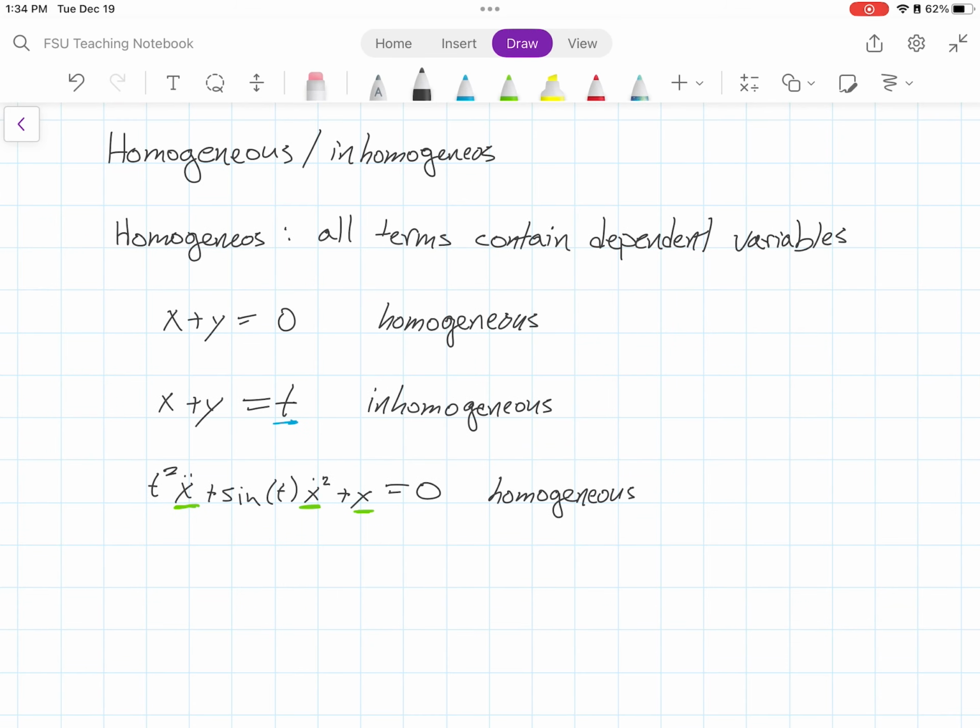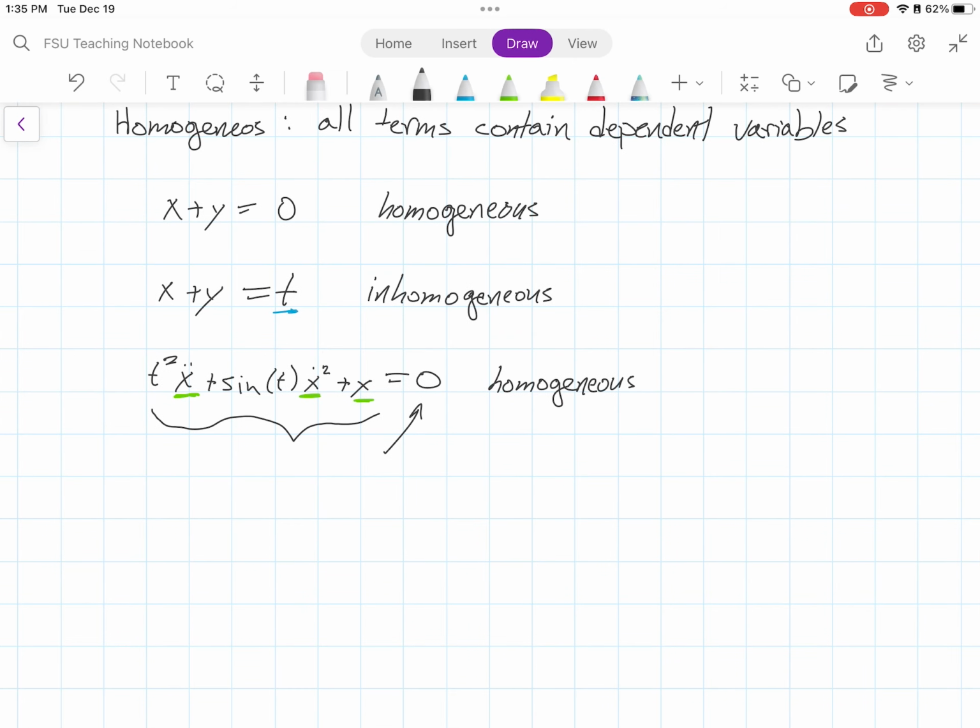Often, what you'll see is that the inhomogeneous terms, the terms that do not contain the dependent variables, will be on the right-hand side of the equation. So often they'll be written with your homogeneous terms on the left and your inhomogeneous terms on the right.